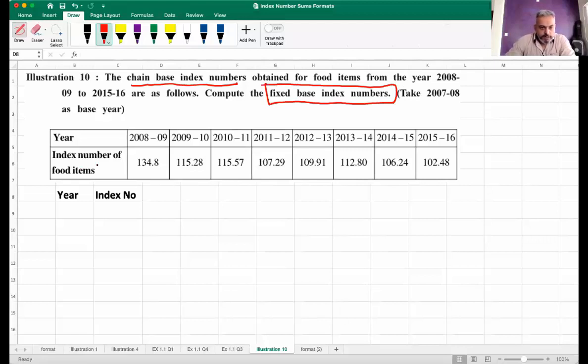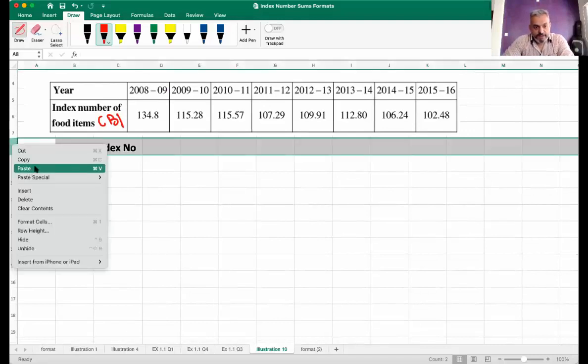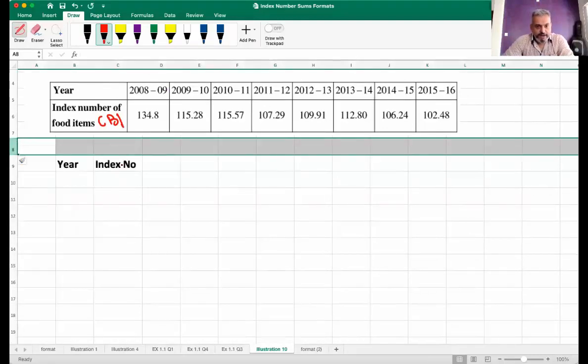So here in the question you write CBI, so you know it is chain based index number. Take 2007-2008 as the base year, but this information has no significance. I'll tell you why. First, let's write the question. All of us, please write the question.